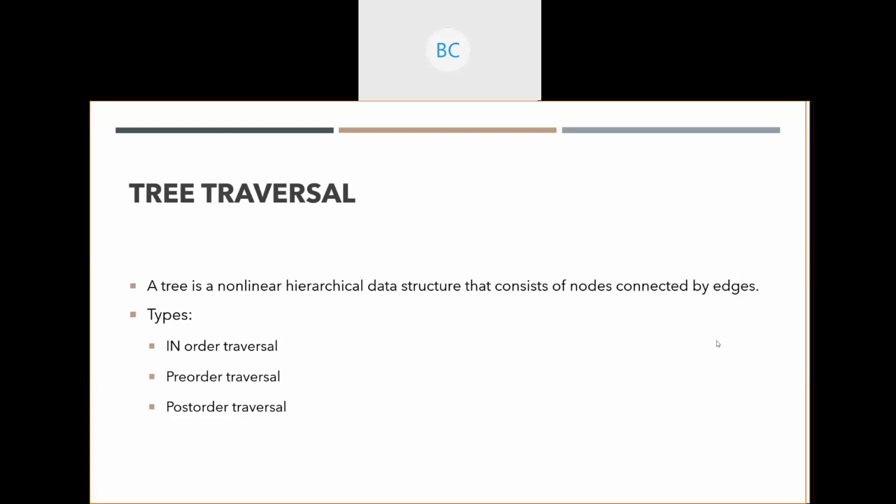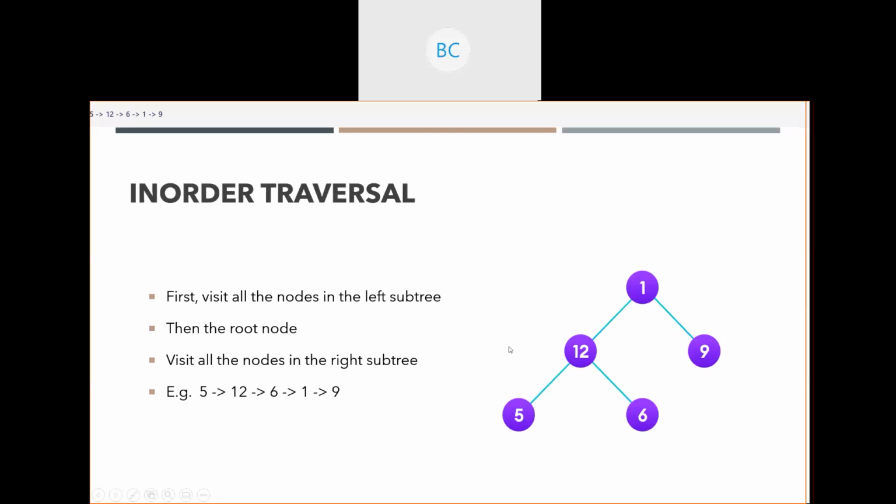So in the case of tree also, there are different ways to travel the tree, right? Because in a tree we have lots of subtrees, and again subtrees have different nodes. So there are certain ways by which we can traverse through a tree. Those are three types: in-order, pre-order, and post-order. So what is in-order traversing?